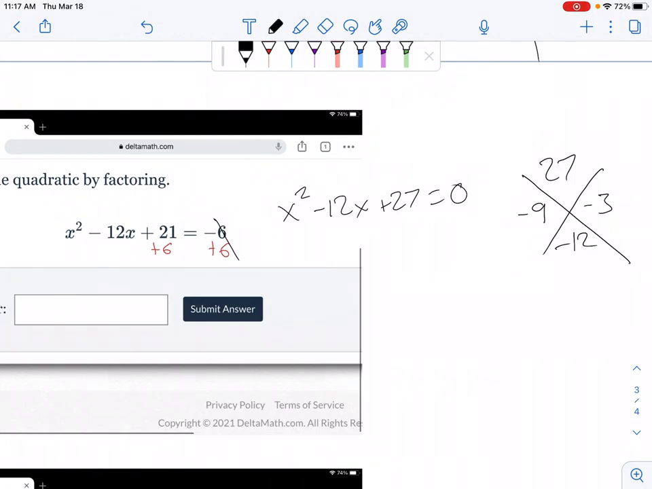You can use the chart. I'm just doing them in my head, but negative 9 minus 3 makes a negative 12. Negative 9 times negative 3 makes a positive 27. So if you have a positive on top, you have to have the same signs on the sides. So we know that this thing can be rewritten as x minus 9 times x minus 3.